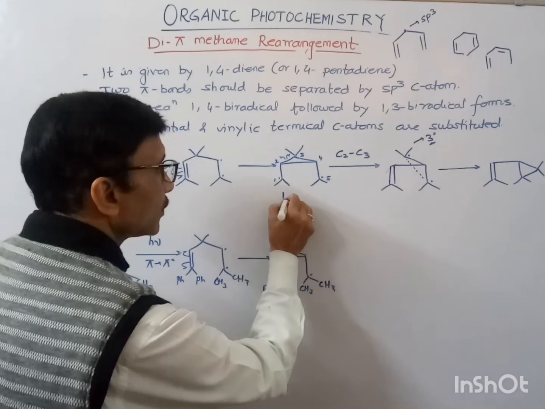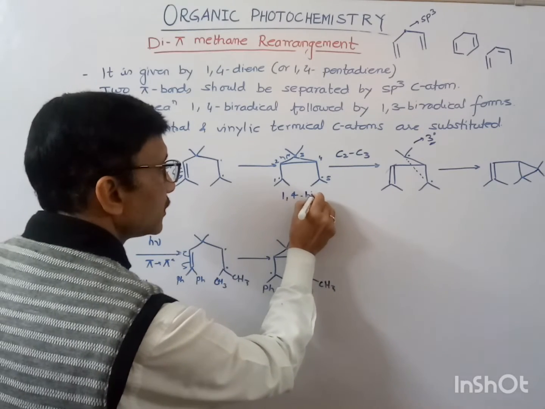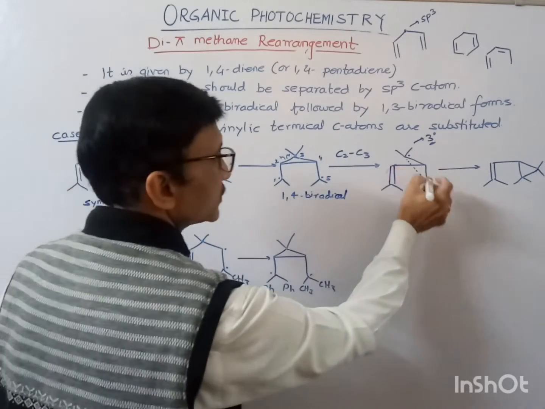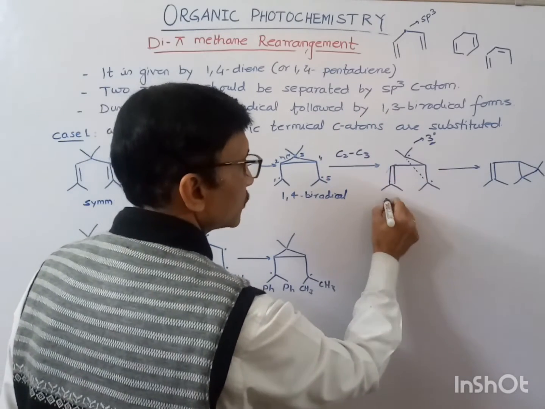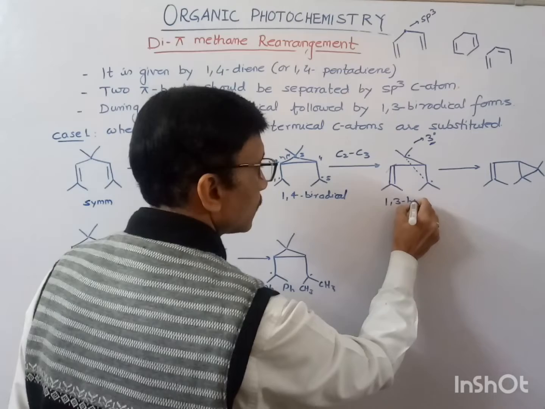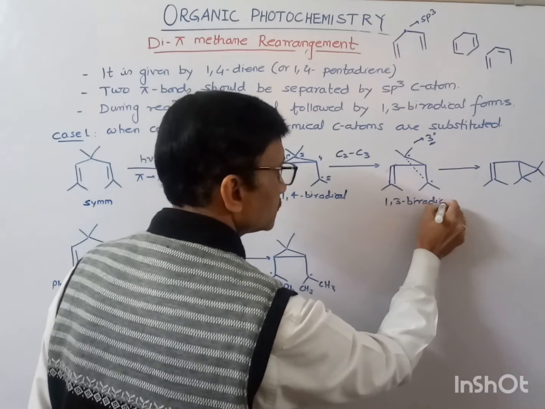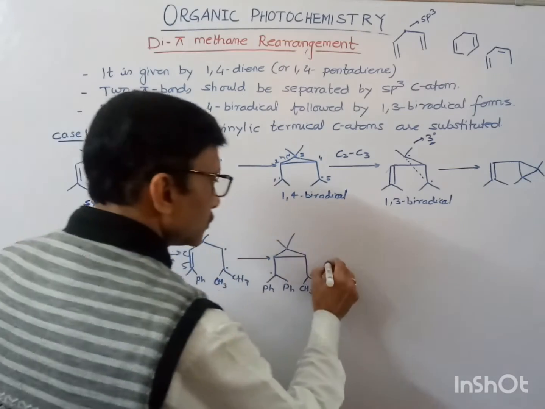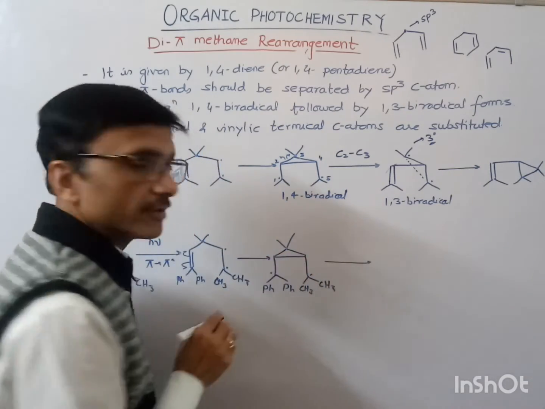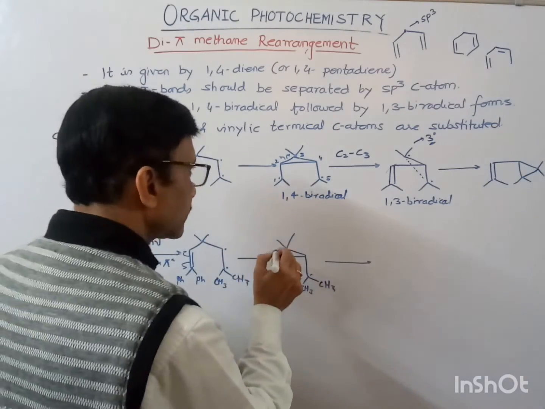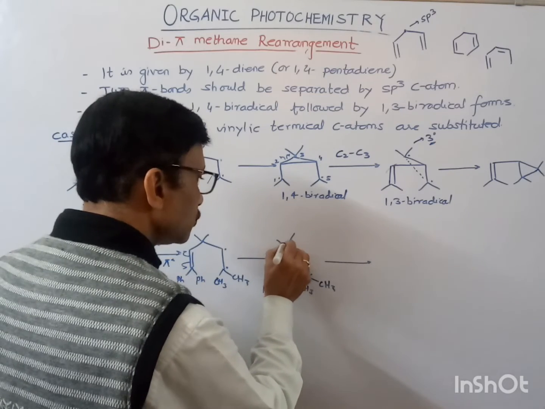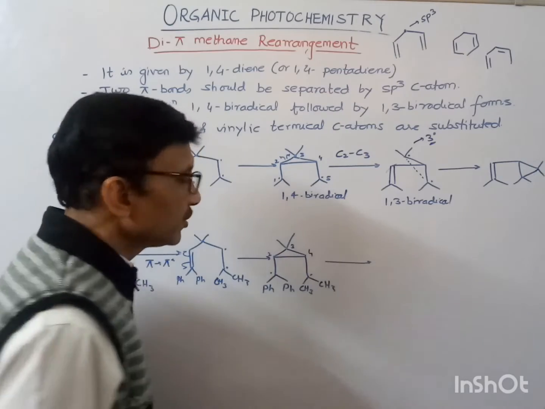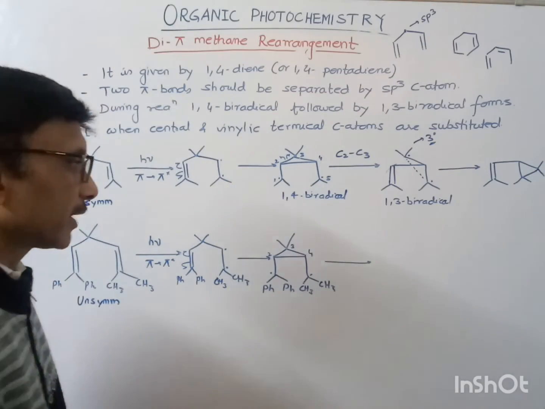So this is 1,4 pi radical, followed by 1,3 biradical, 1, 2, 3. So this is the 1,3 biradical which is formed. Now the three-membered ring will break. Suppose this is C2, this is C3 and this is C4. Either C2-C3 can break or C3-C4 can break.